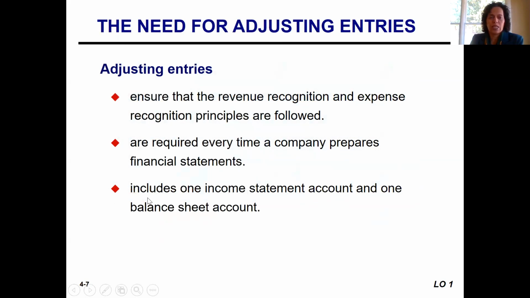And what you will also see is in all our adjusting entries, at least one income statement account and at least one balance sheet account is going to be affected. So income statement would mean revenue or expense. Balance sheet is asset, liability, or owner's equity. It's usually your asset or liability, but we'll go ahead and see some examples.